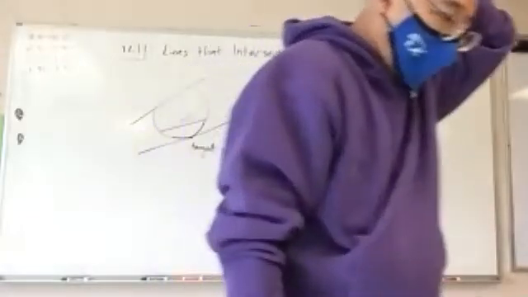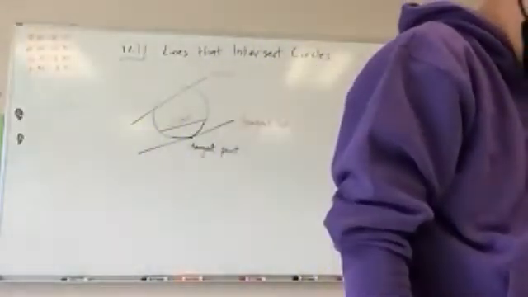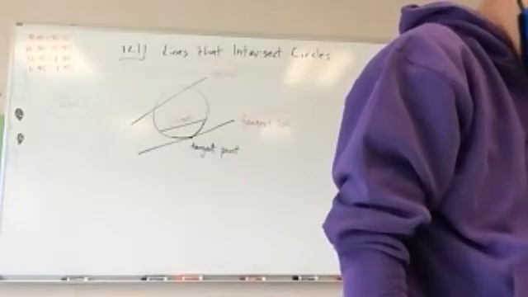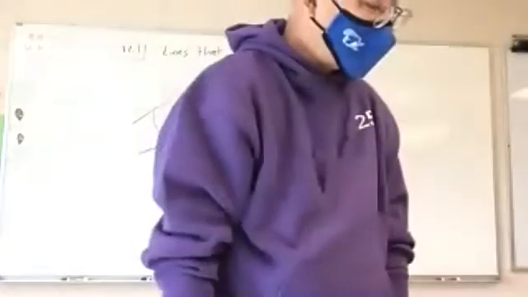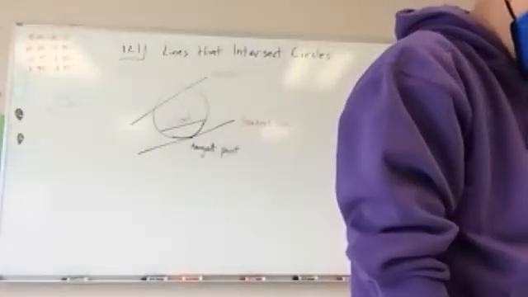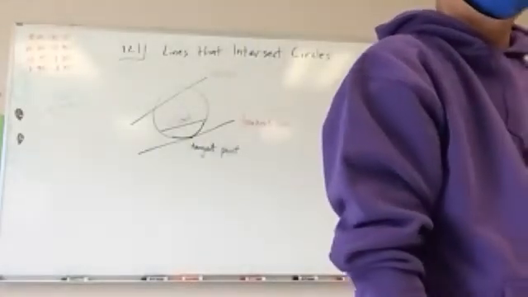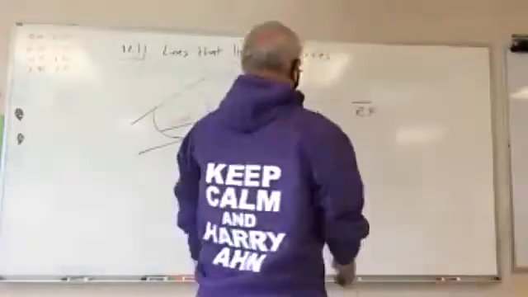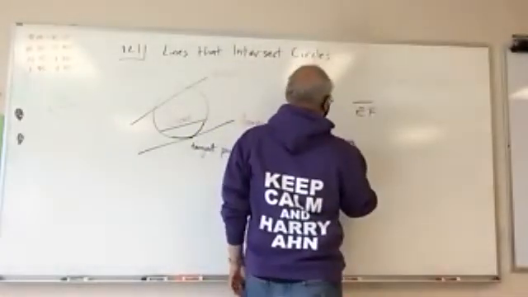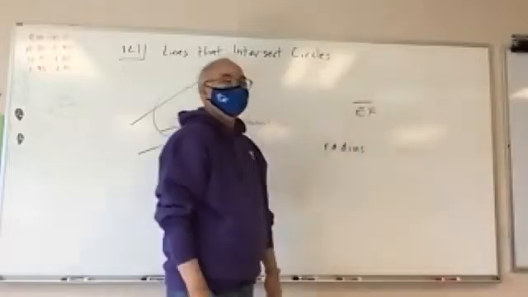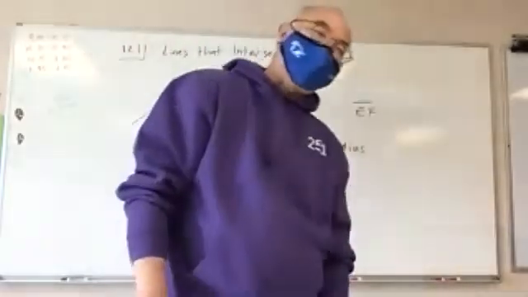Okay. Tangent lines, well, that's easy. The L with a tangent point being C, correct? All right. Radii. Anybody know what a radii is? What's radii? It's the plural form of radius. Okay, radius is radii.